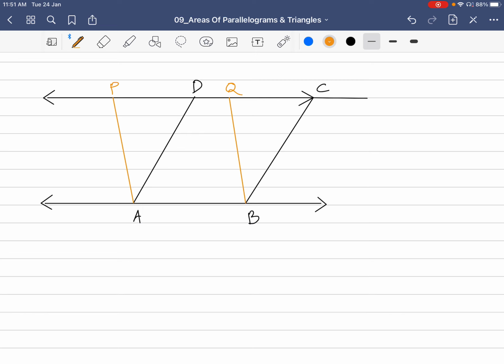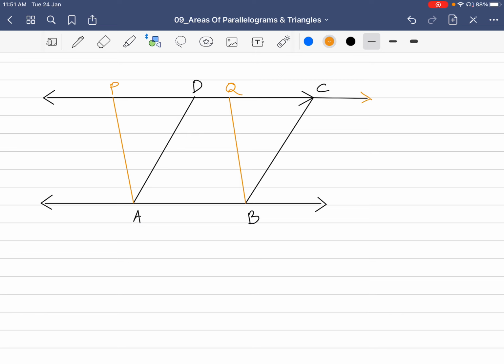Okay, so once again we have two parallelograms. This is ABCD, which are on the same base AB, and between these two parallel lines. And then we have ABQP, which is also on the same base AB, and between these two parallel lines.